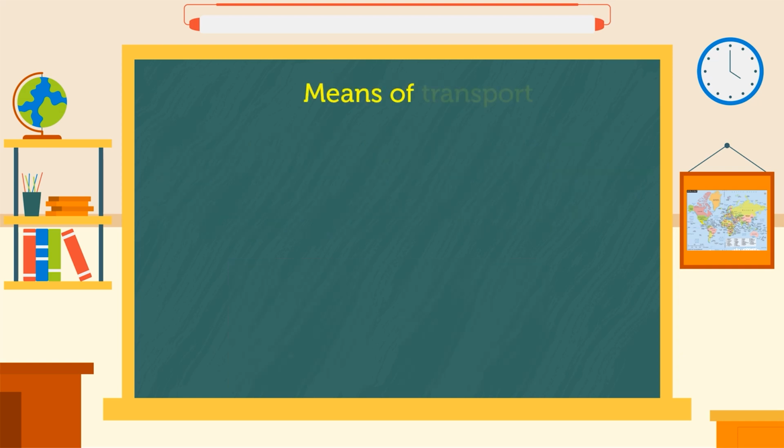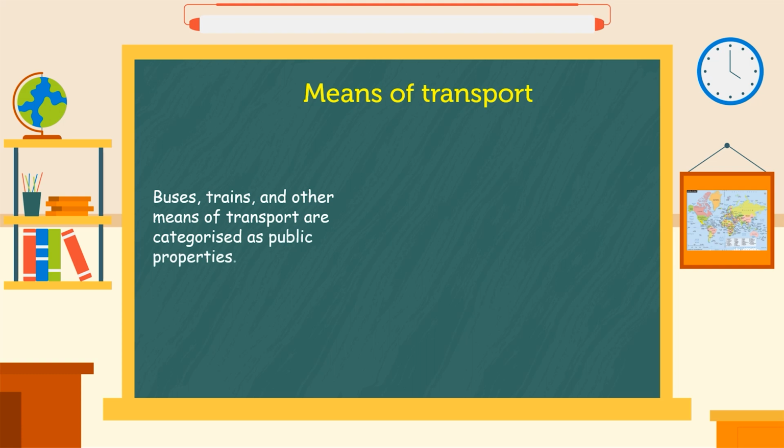Means of transport. Buses, trains, and other means of transport are categorized as public properties. Some people damage the seats of buses by tearing the seat covers.